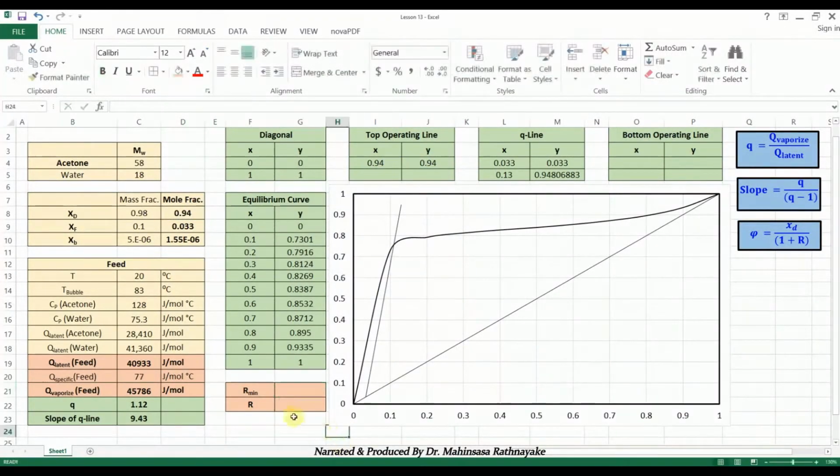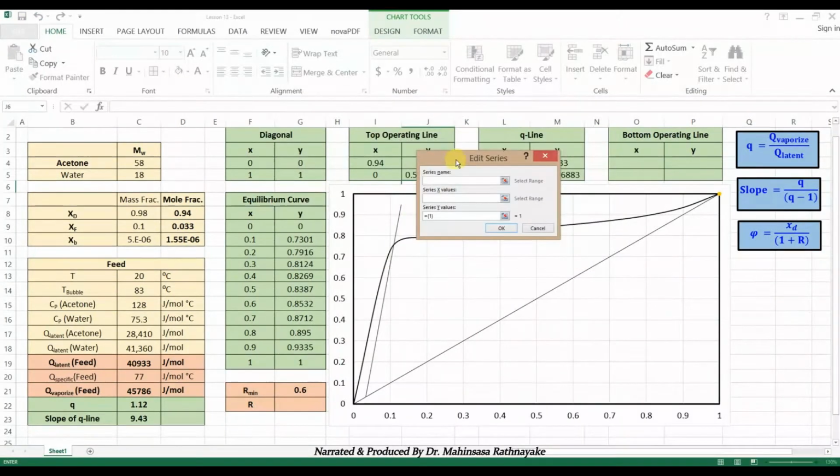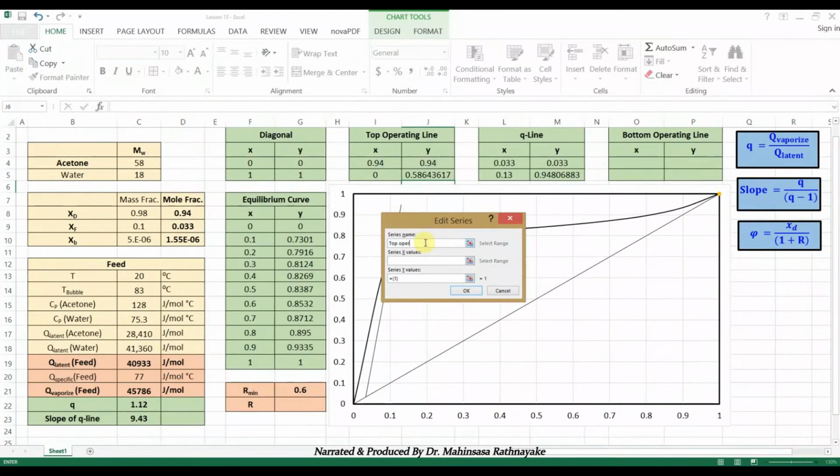So let's assume the minimum reflux ratio as 0.6. Then we can find the other point at x is equal to 0, y is equal to 0.94 divided by 1 plus 0.6. Now we have the other point, so that we can draw the top operating line.